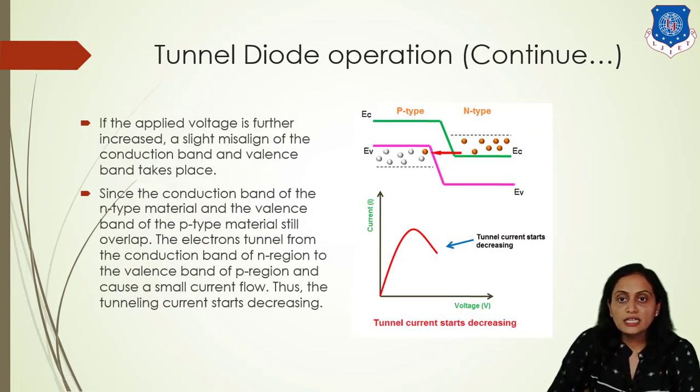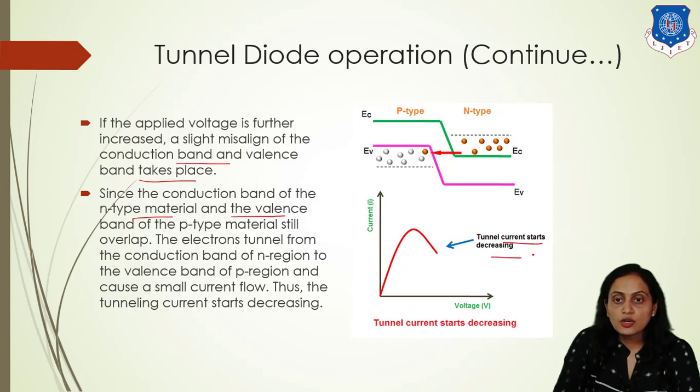Now again, if we increase the applied voltage, a slight misalignment of the conduction band and valence band takes place. Since the conduction band of the n-type material and the valence band of the p-type material still overlap to some amount, some carriers are moving, but the number of carriers tunneling from the n side to the p side decreases, and the tunnel current ultimately decreases. Thus the tunneling current starts decreasing.